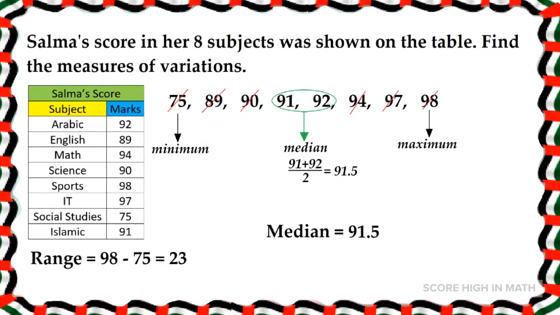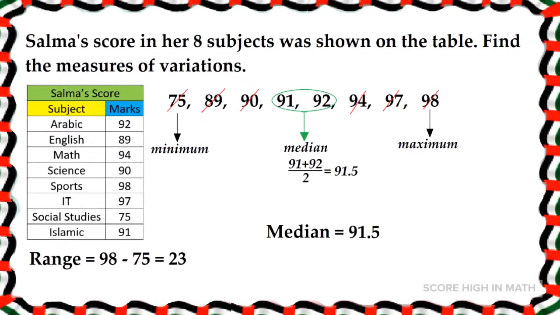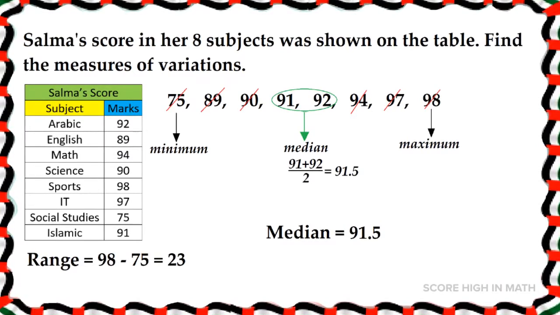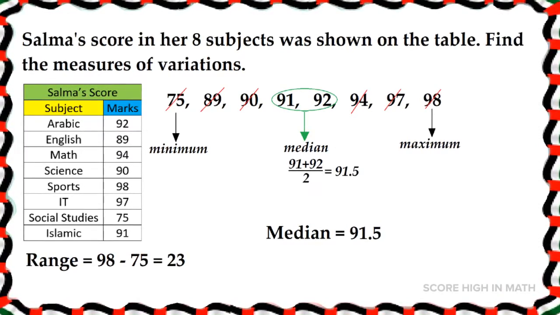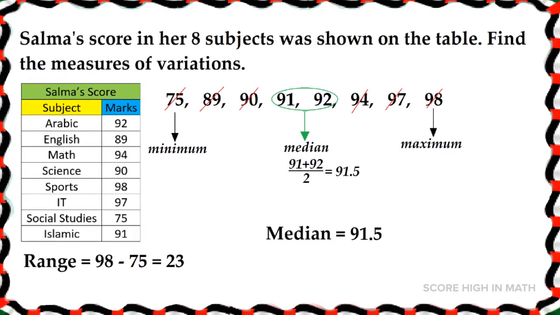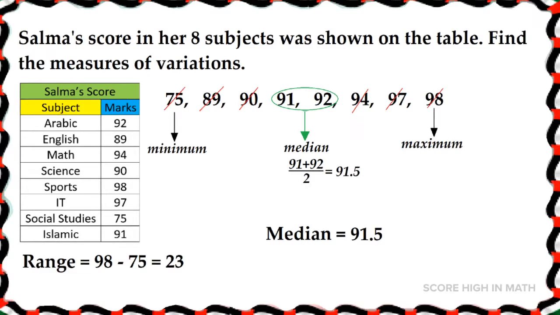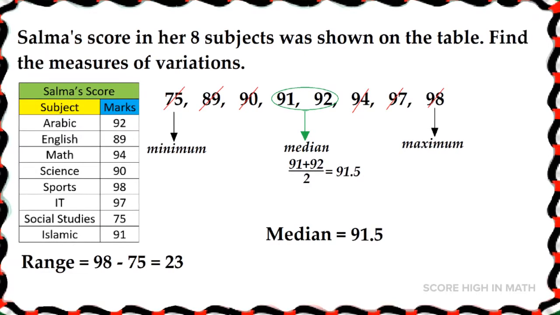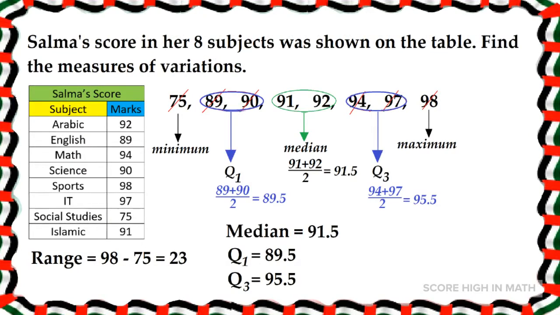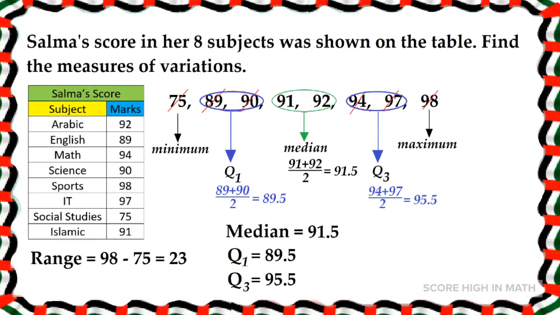We can start to cut out all the numbers from both sides starting from the outside, and we can come up with a middle number, which is 91 and 92. So 91 plus 92 divided by 2 will give us 91.5. The median is 91.5.